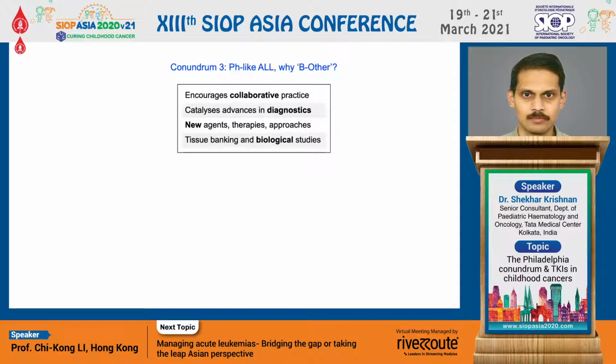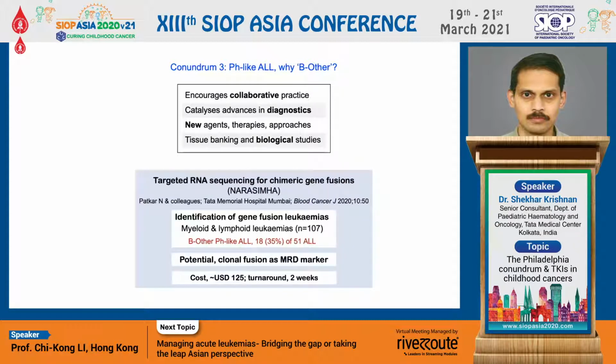I think this is my last slide. Even though it's such a rare entity, I think this entity forces us to work collaboratively, with advances in diagnostics, opportunity to introduce new agents, and also to do biological studies. And I just want to draw attention to this quite impressive work published by colleagues from Tata Memorial Hospital, Mumbai, using a targeted RNA sequencing approach to identify these, with quick turnaround and cheap cost.